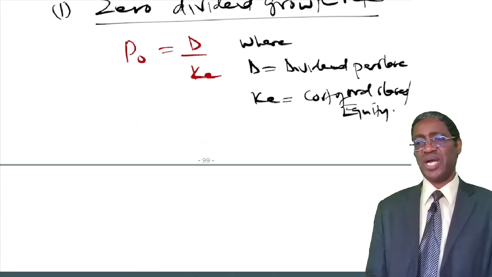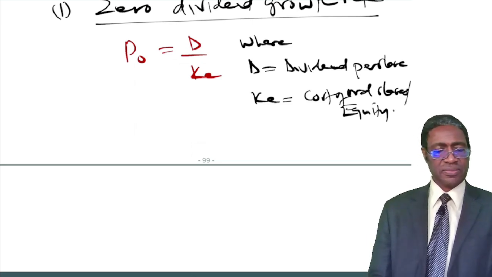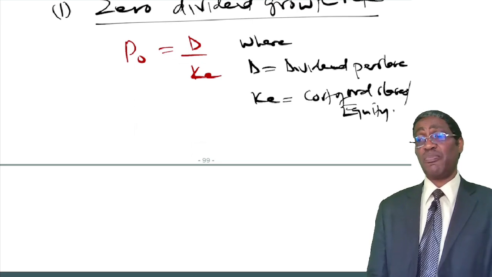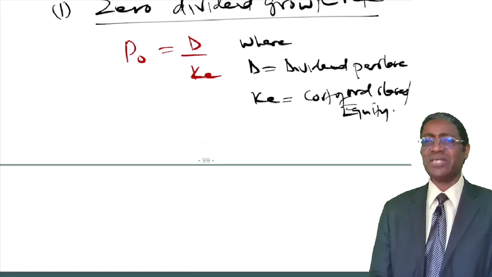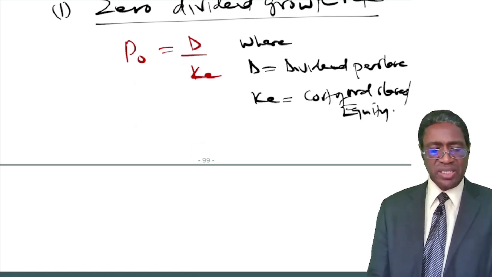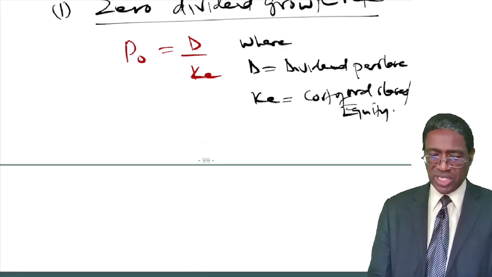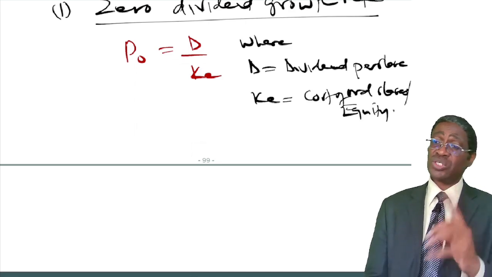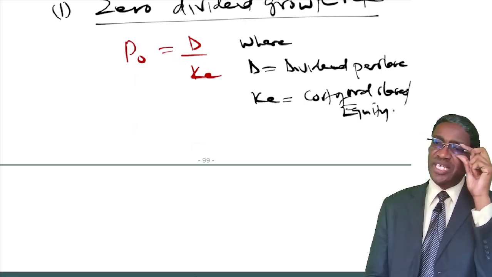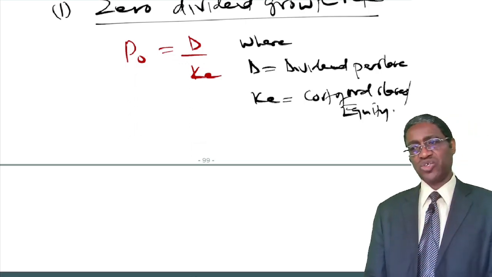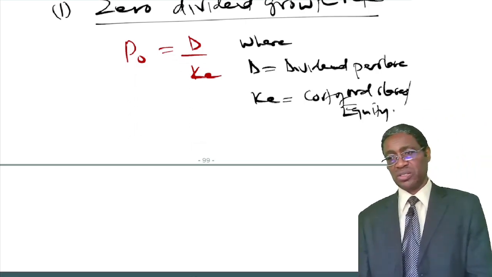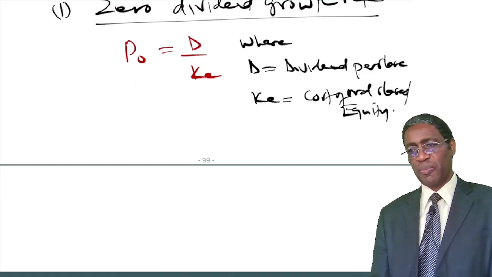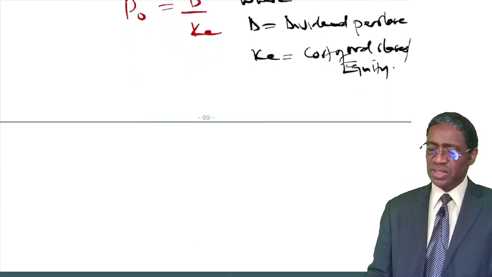Then you say this below that. In this approach, the dividends remain constant into perpetuity. Good. That's number one.